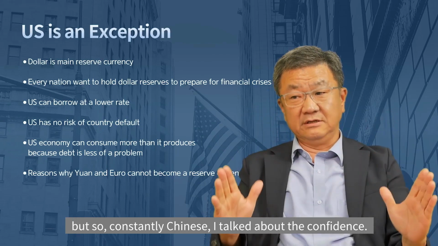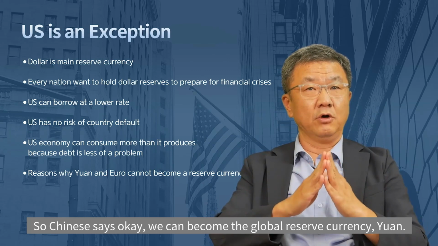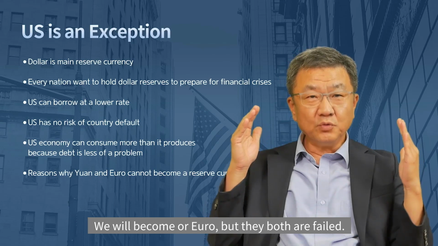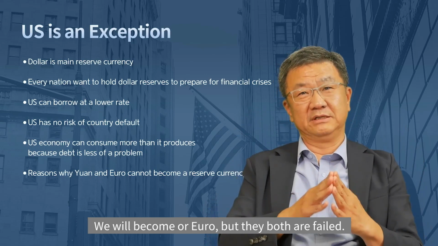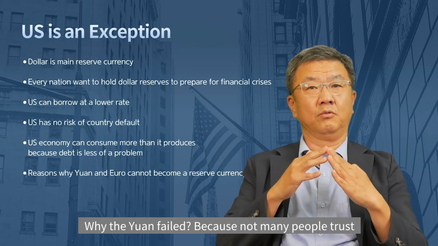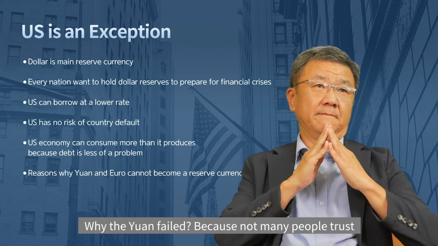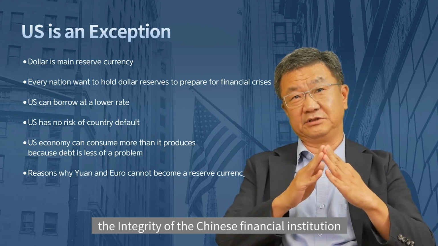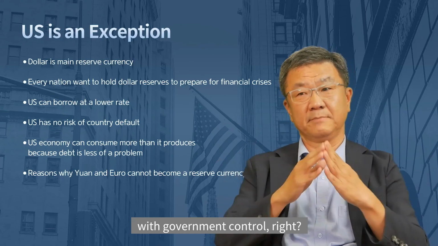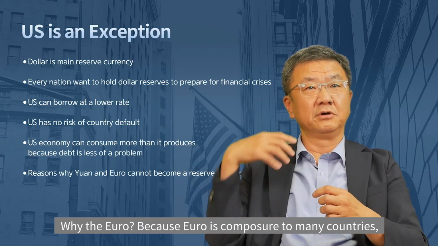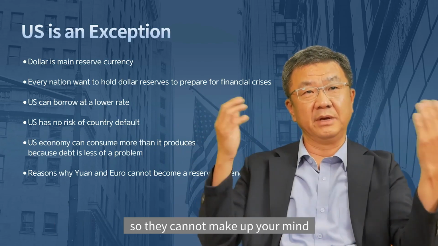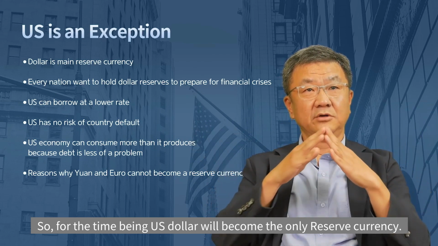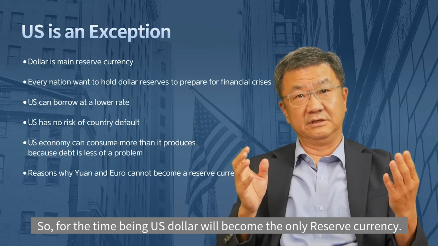But constantly the Chinese, I talked about confidence, Chinese say, okay, we can become the global reserve currency, the yuan. Or the euro, but they both failed. Why did the yuan fail? Because not many people trust the integrity of the Chinese financial institutions, because it's government controlled, right? Why the euro? Because the euro is composed of too many countries, so they cannot make up their mind exactly what kind of policy they want to do. So for the time being, the US dollar will remain the only reserve currency.